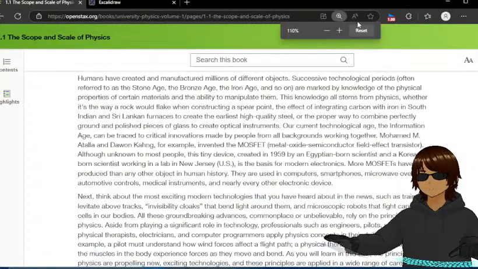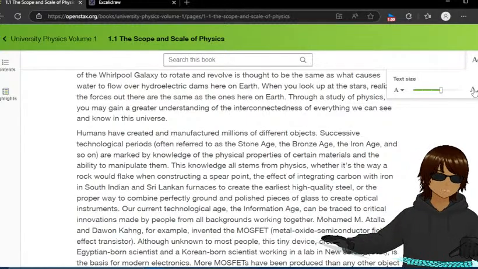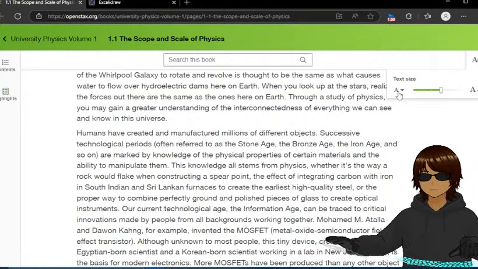Should I zoom in? Should I use this? I don't know. I can see it fine, but I don't know how well it shows on stream.